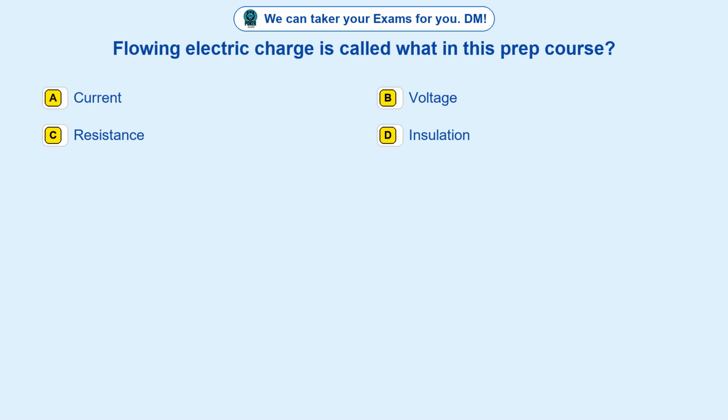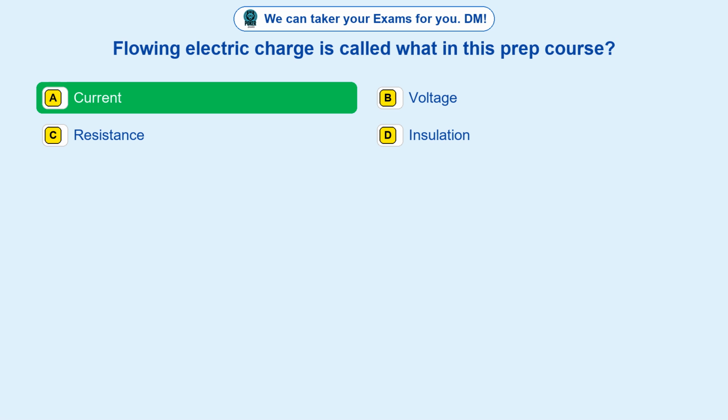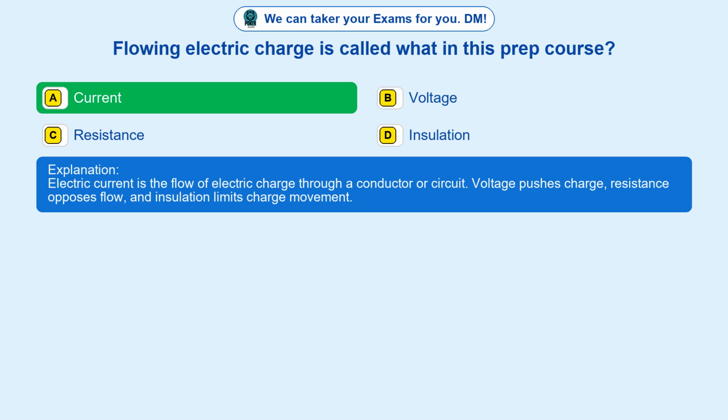Question 69. Flowing electric charge is called what in this prep course? Option A, current. Option B, voltage. Option C, resistance. Option D, insulation. The correct answer is option A. Current. Electric current is the flow of electric charge through a conductor or circuit. Voltage pushes charge, resistance opposes flow, and insulation limits charge movement.